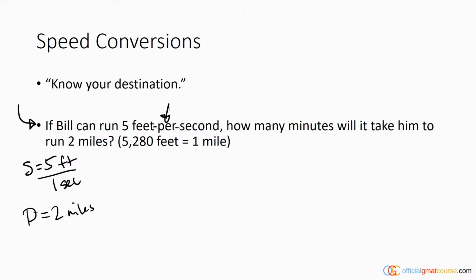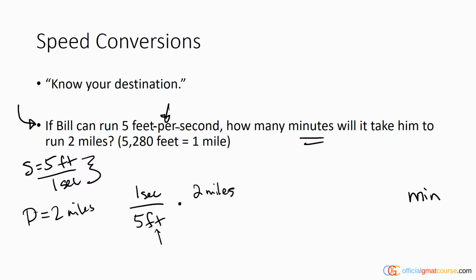So we have miles and we have feet, and we're trying to get into minutes. So our end goal is minutes, which means we need time on top. And the only fraction that has time is this one. So I want 1 second over 5 feet. And I'm going to be multiplying this by distance to cancel out the distance on the bottom. And so I'm going to be multiplying it by 2 miles to cross cancel the distance units.